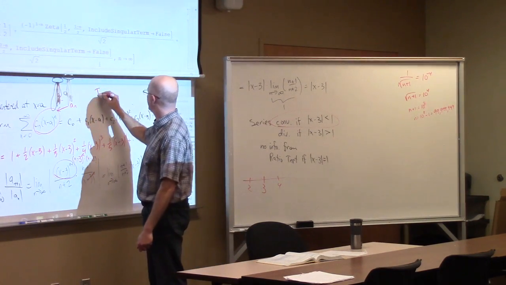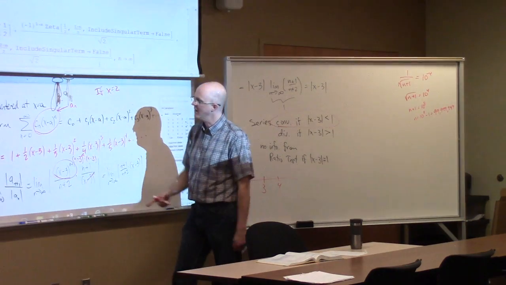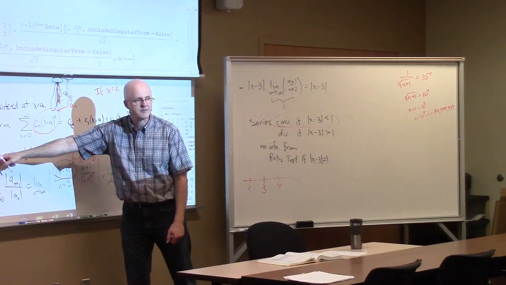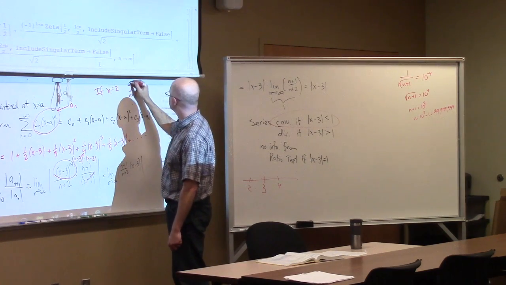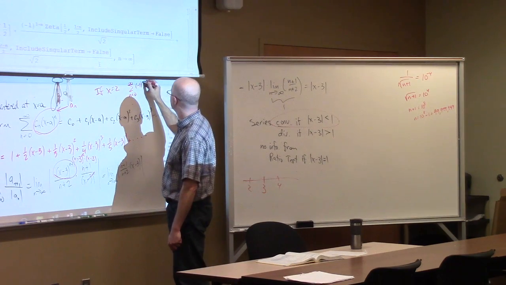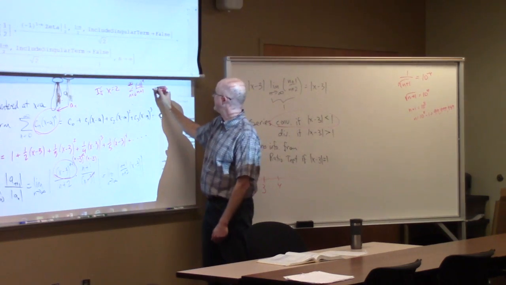If x equals 2, for example, what does the series become? Plug in x equals 2 there, you get 2 minus 3 is negative 1. You get an alternating series. And it converges.